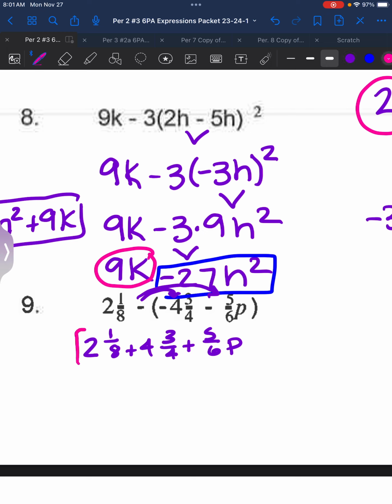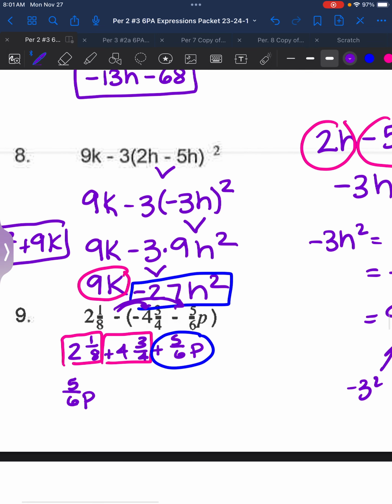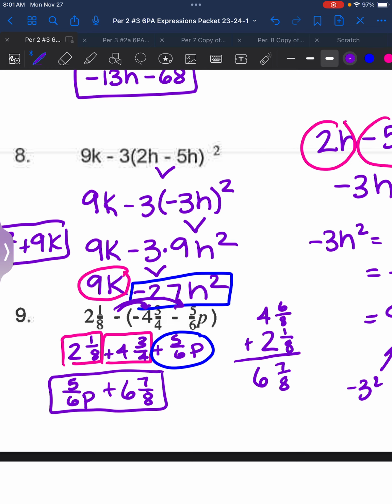All right, combine like terms, let's get those. I know constants go last, so my 5 6p is going to go out to the front, and then I need to add together 2 1/8 plus 4 3/4. You'll find common denominators there. So 2 1/8 plus, I'm going to do the bigger number on top. Instead of 3/4, I'm going to write 6/8. That is 6 7/8. So plus 6 7/8. That's number 9.